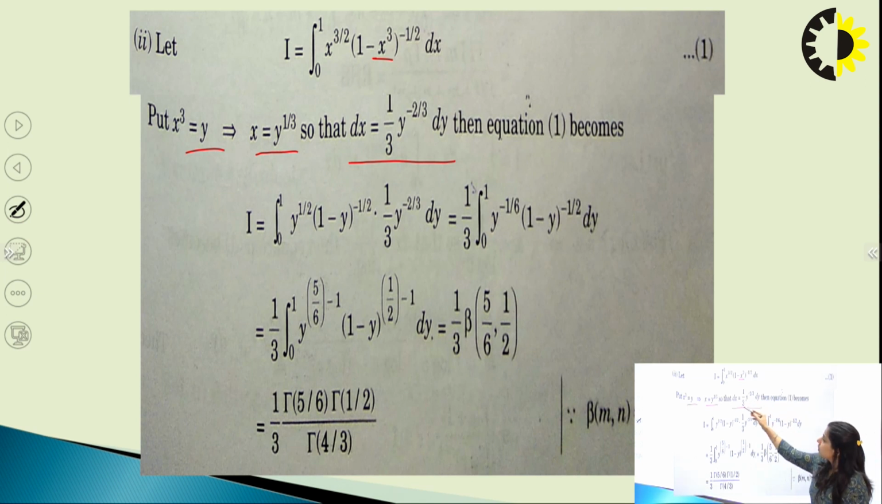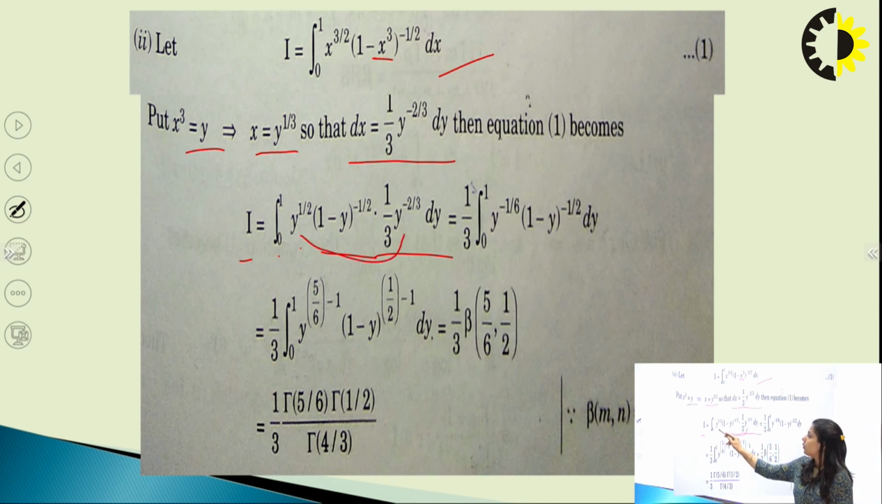Now put all these values in this integration. Then the integration is equal to the integral from 0 to 1 of y power 1 by 2, 1 minus y power minus 1 by 2, into the value of dx which is 1 by 3 y power minus 2 by 3 dy. Simplifying the powers of y, we get y power minus 1 by 6, 1 minus y power minus 1 by 2 dy. Now we can write minus 1 upon 6 as 5 by 6 minus 1, and minus 1 by 2 as 1 by 2 minus 1.